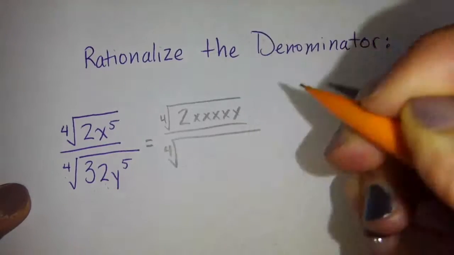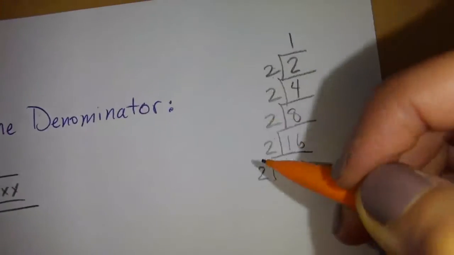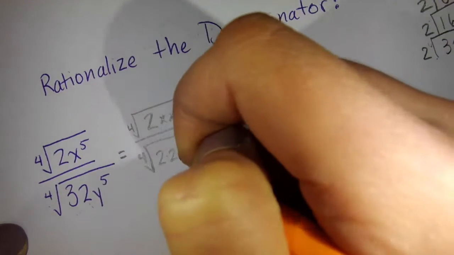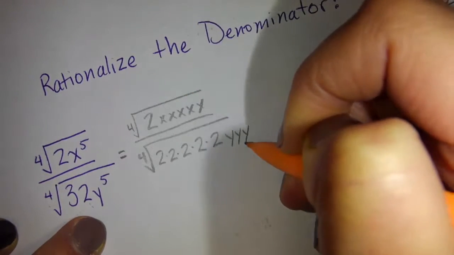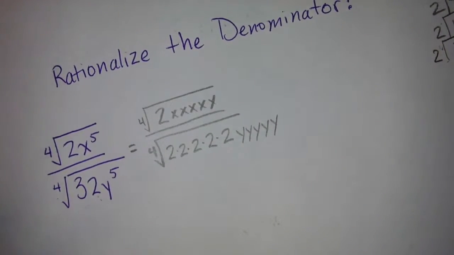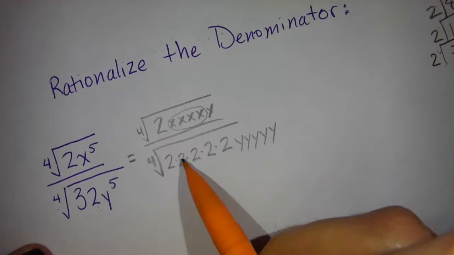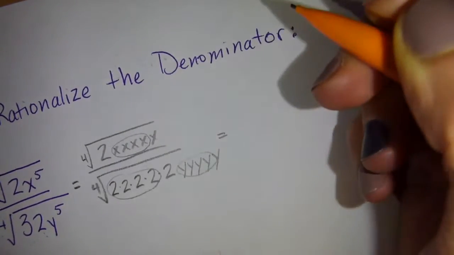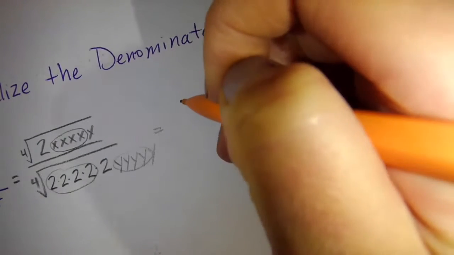And the fourth root of, I have 1, 2, 3, 4, 5 2's. So 1, 2, 3, 4, 5, and 1, 2, 3, 4, 5. So fourth root, I'm looking for groups of 4. So here's 4 x's, 4 2's, and 4 y's. So simplifying first is a good thing to check to see if you can do that.